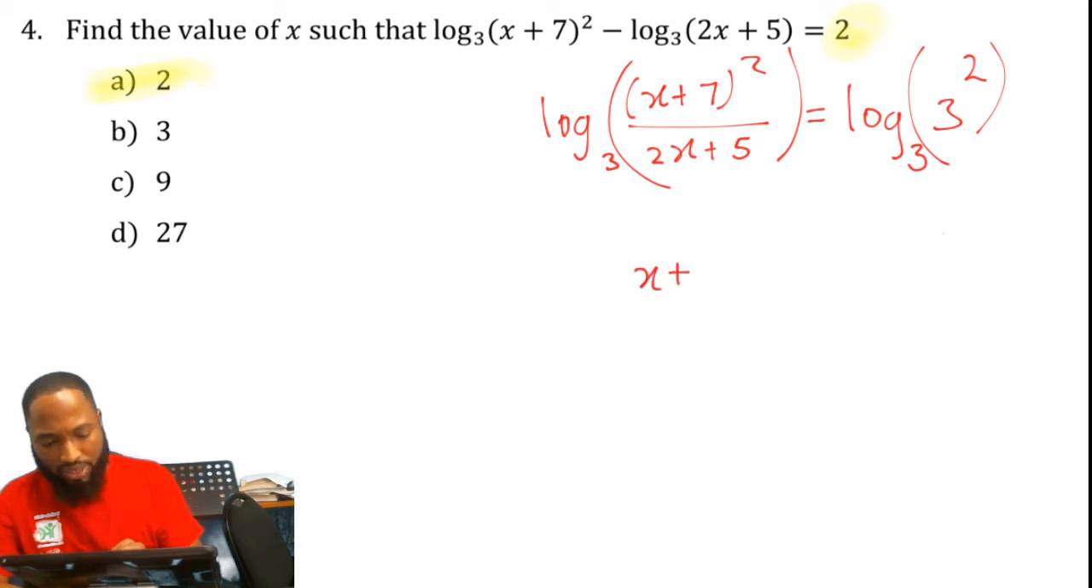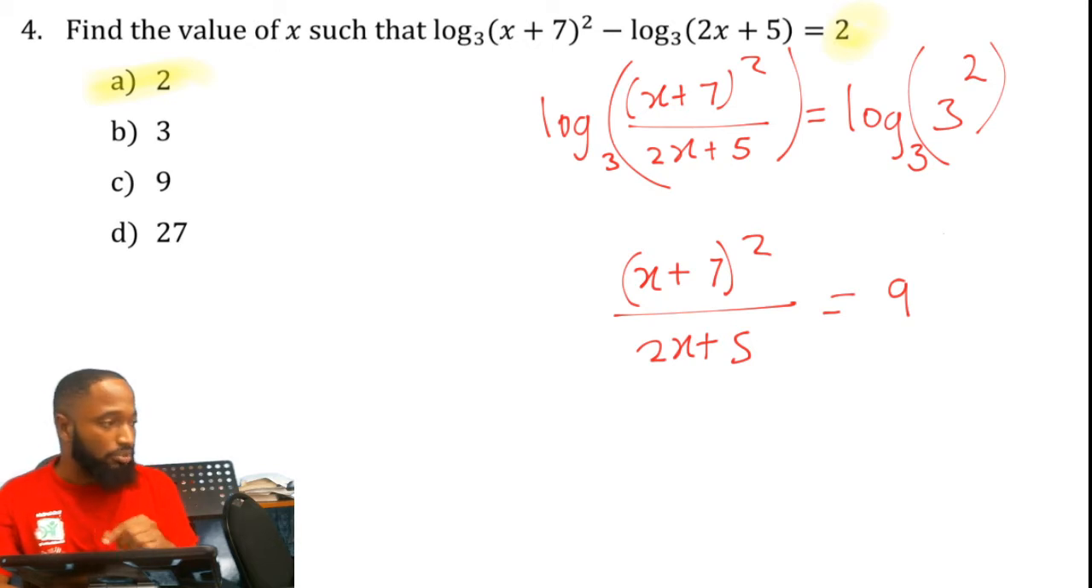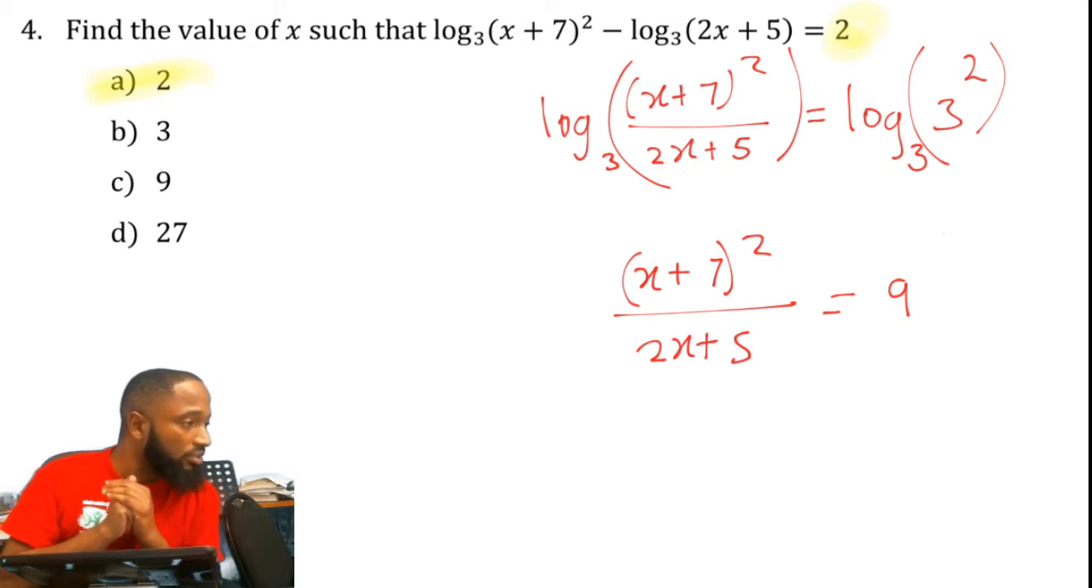So you have (x plus 7) squared divided by (2x plus 5) is equal to 9, because 3 squared is 9. And you bring up the 2x plus 5. So that's a good hack there.